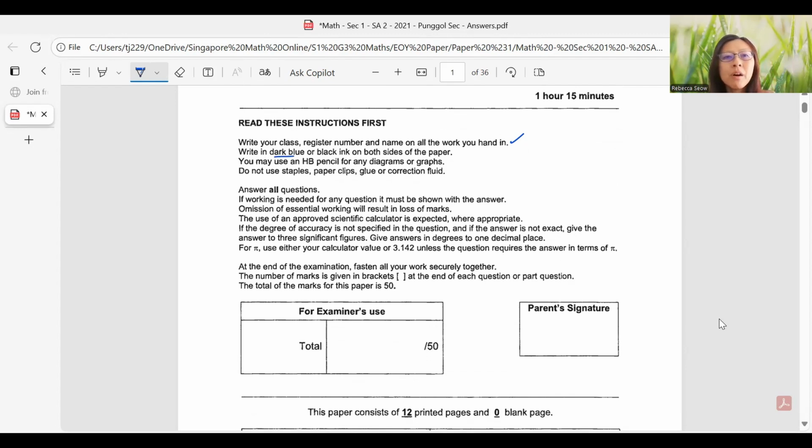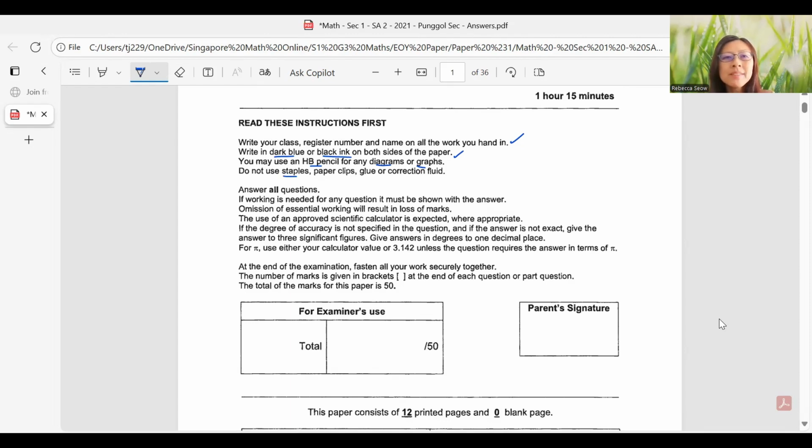Write in dark blue or black ink on both sides of the paper. Okay, so this means that both sides of the paper are being printed on. Please do not miss out questions. In a case where there is a page where there is no question, most of the time on that page itself will be the words blank page. You may use a HB pencil for any diagrams or graphs. And typically for drawing for construction, we always use pencil.